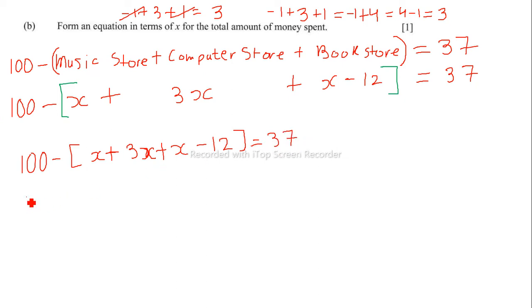And so we have 100 minus open bracket. What is x, 3x and x? That's what? 5x minus 12. It's going to be equal to 37.